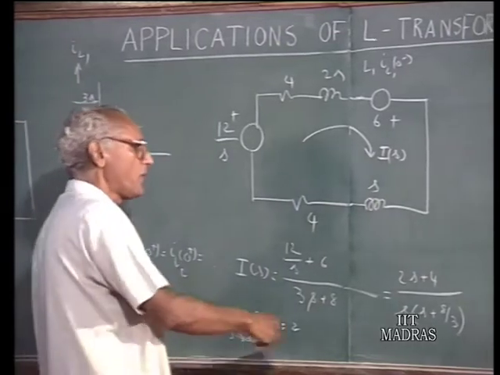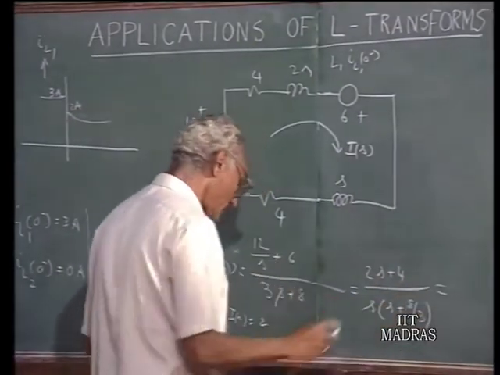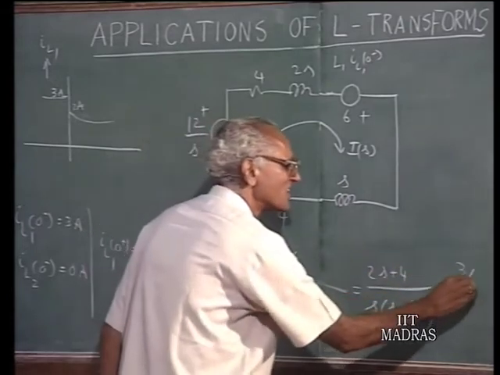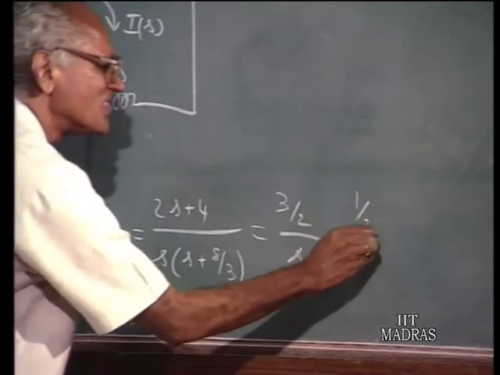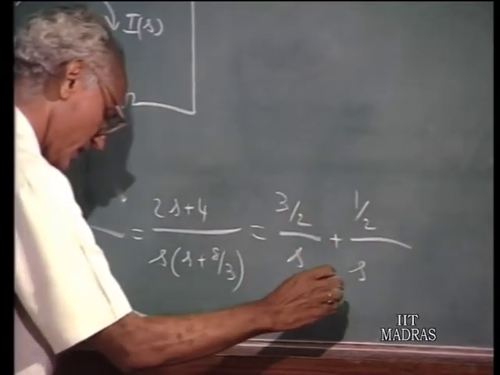So, if you want to find I of t separately, you make the partial fraction expansion, this becomes 3 by 2S plus half of S plus 8 by 3.